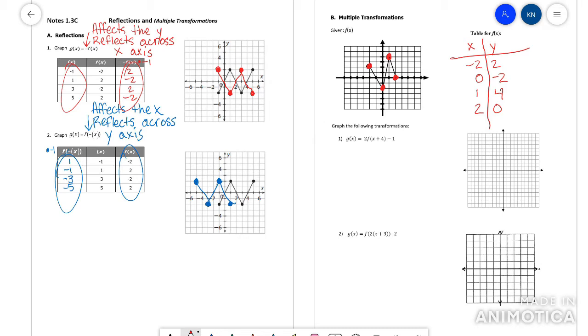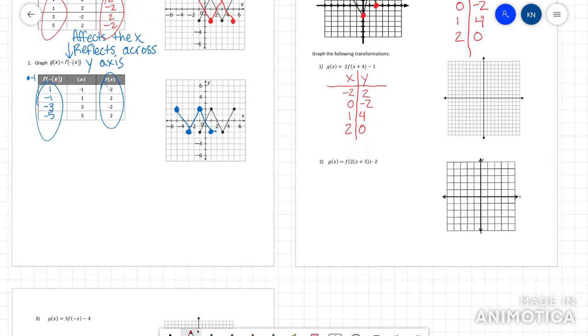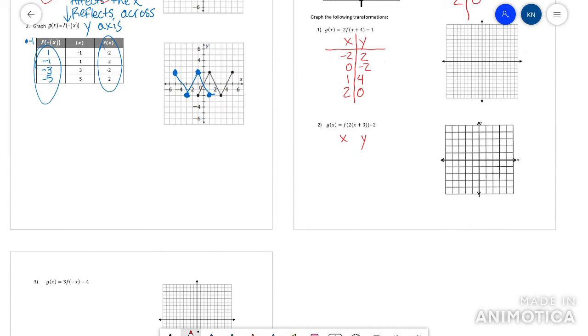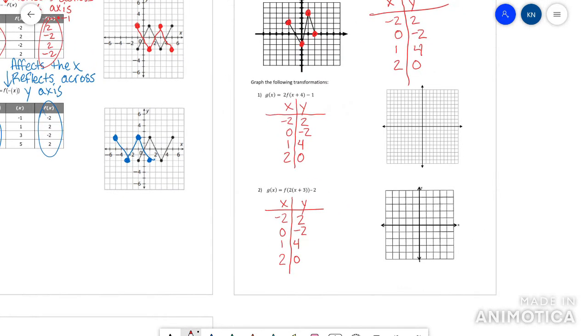All right. I'm going to go ahead and copy that table down again twice. That way these problems are ready for me when I get to them. Okay, and also it says just graph the following transformations. I wouldn't do that though. I would graph them, I would do the table, and I would name them.